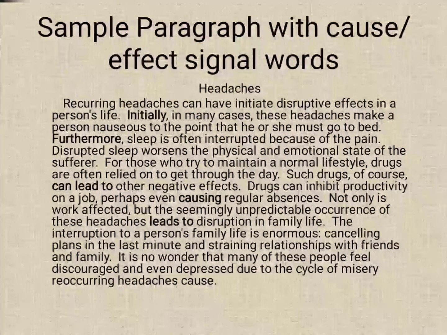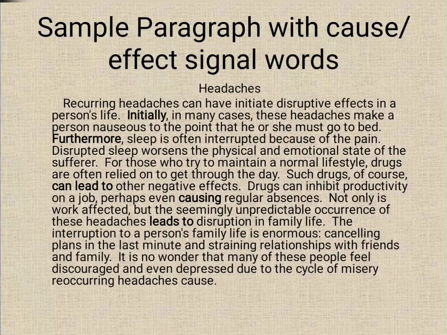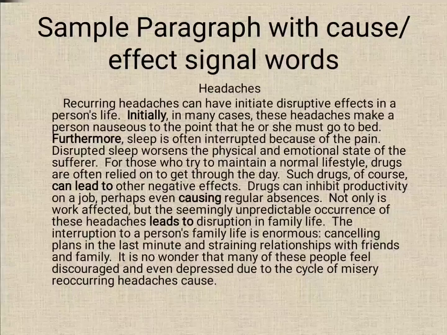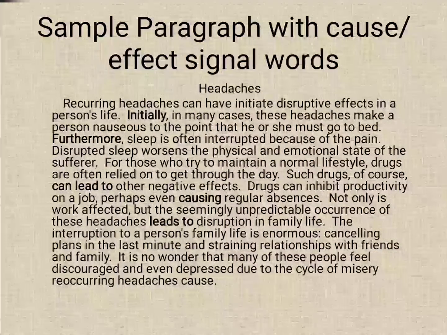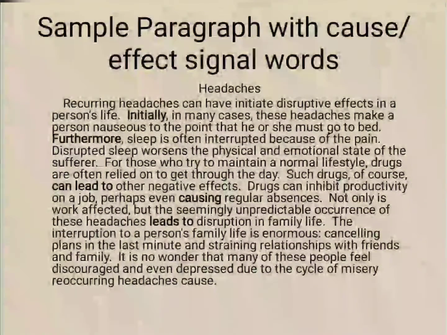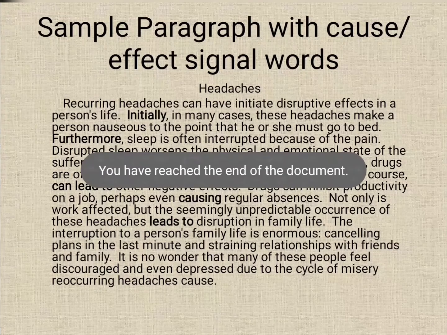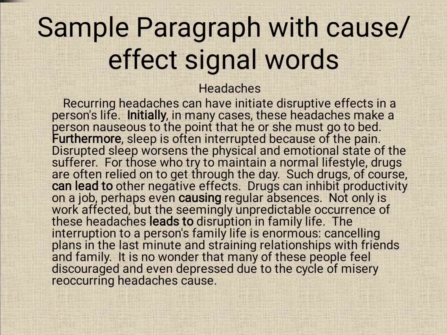Look at the first few sentences. Recurring headaches can have disruptive effects in a person's life, initially in many cases. This is one thing, right? Then furthermore, sleep is one of the things interrupted in a person because of the pain, right? So "can lead to," "causing," "leads to," these are the signal words. So this is how you can write cause and effect paragraphs.